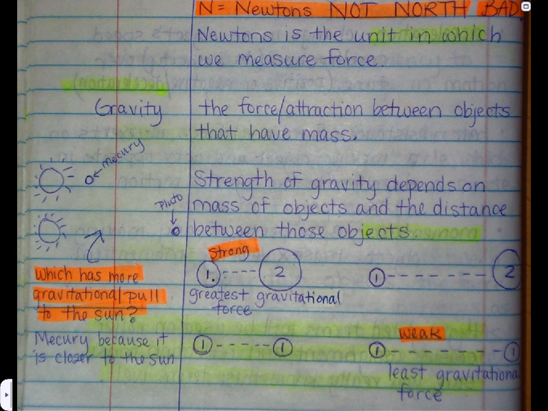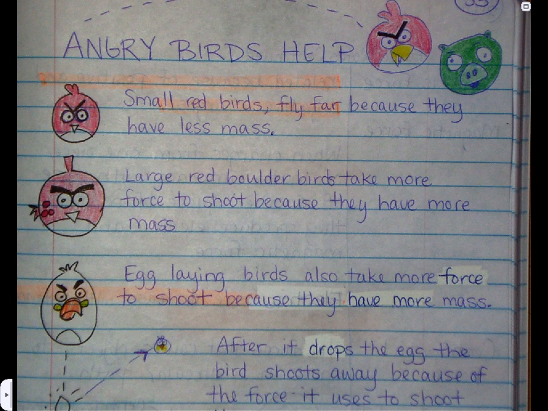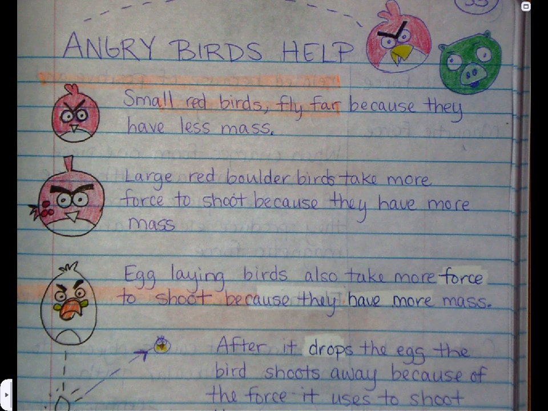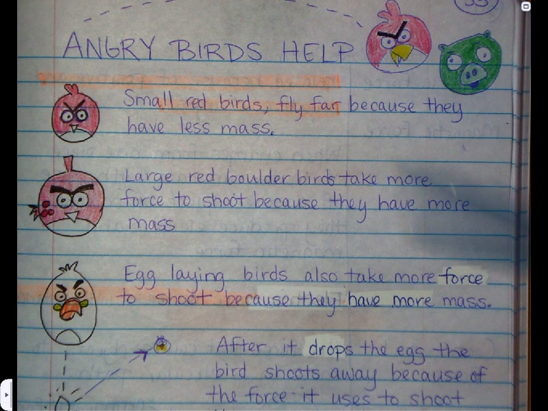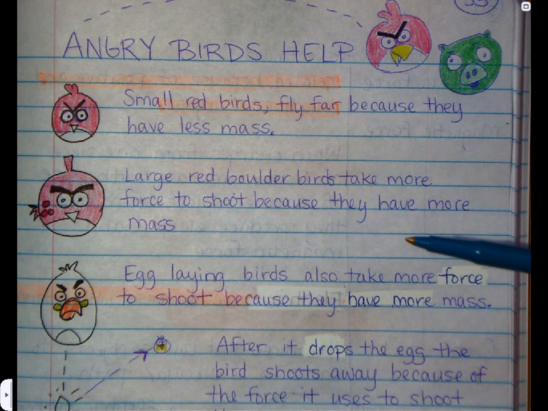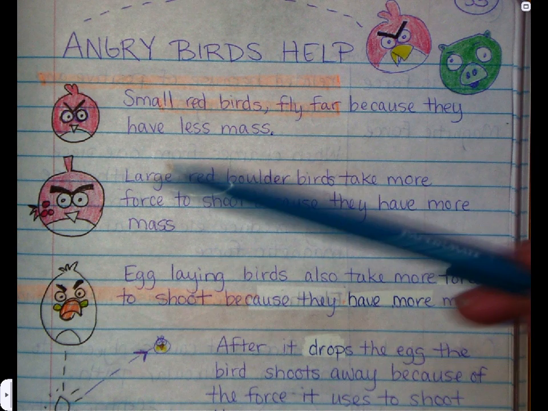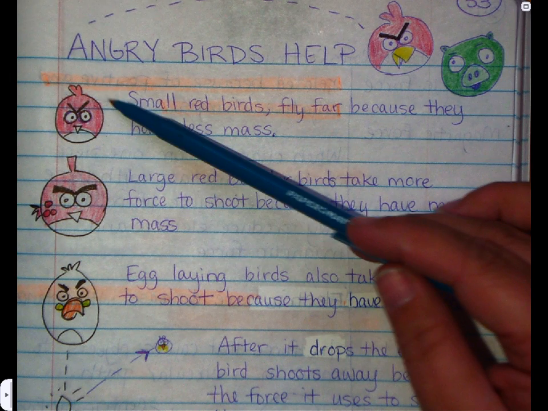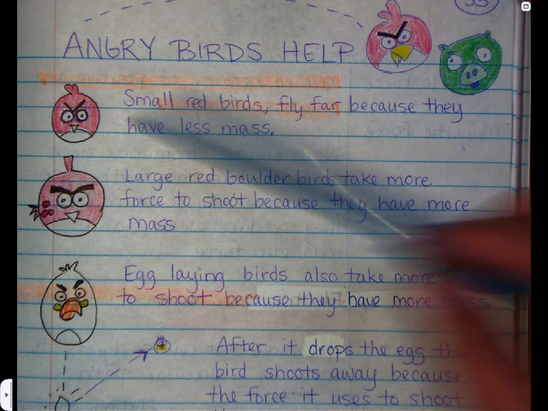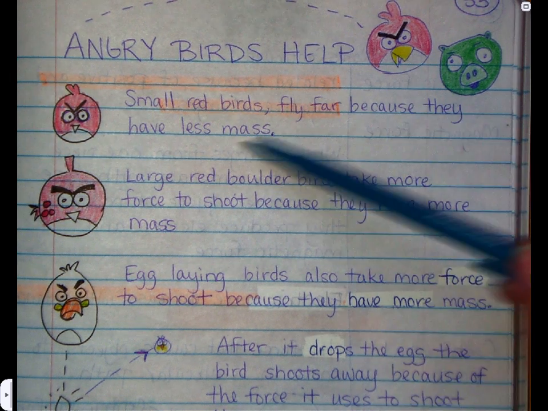Okay, so I'm going to use my friends to help you understand basically how gravity affects weight and mass, and how gravity can affect how things fly through the air. So our first example is going to be the smallest little red bird that you get on that first level. It's the first bird that you get, and they fly very far. That's because they have less mass. They don't do a lot of damage because they don't have a lot of mass.